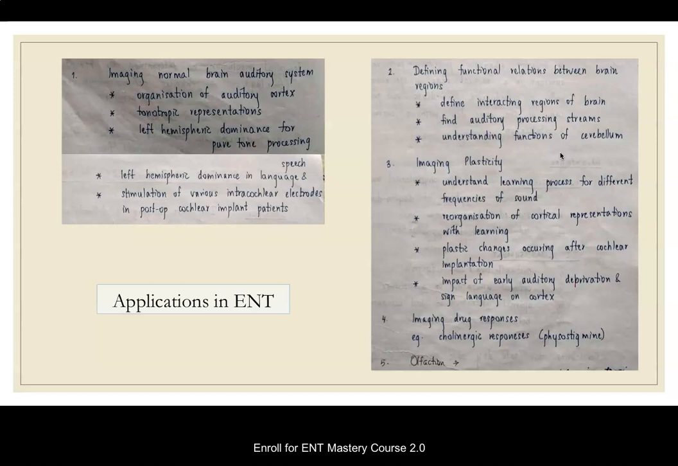of cortical representations with learning, plastic changes that occur after cochlear implantation, and the impact of early auditory deprivation and sign language on auditory cortex.